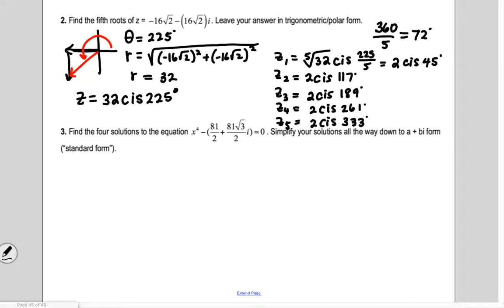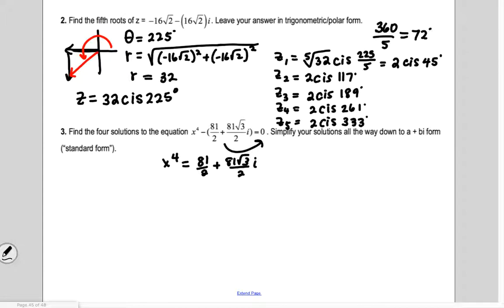All right, so 3. Find the 4 solutions to the equation. So maybe it's set up like this where it looks like an equation. That's all right, we got this. It's just saying x to the 4th is equal to, and we're going to add this to the other side. So we're going to say 81 over 2 plus 81 root 3 over 2 i.